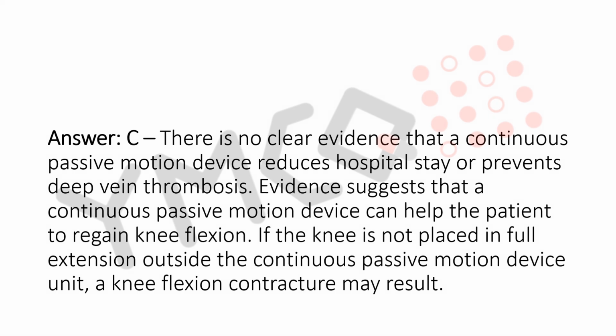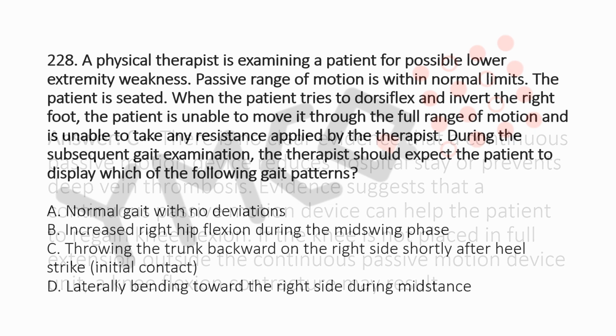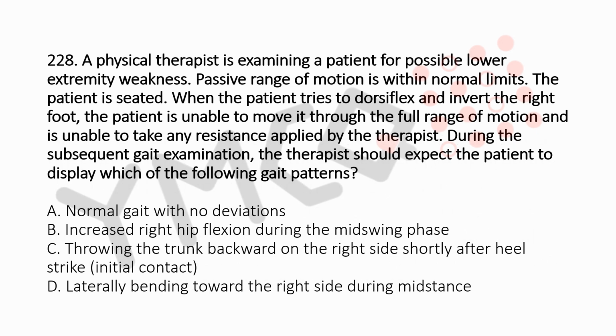Now let's move to question number 228. A physical therapist is examining a patient for possible lower extremity weakness. Passive range of motion is within normal limits. The patient is seated. When the patient tries to dorsiflex and invert the right foot, the patient is unable to move it through the full range of motion and is unable to take any resistance applied by the therapist. During the subsequent gait examination, the therapist should expect the patient to display which of the following gait patterns?